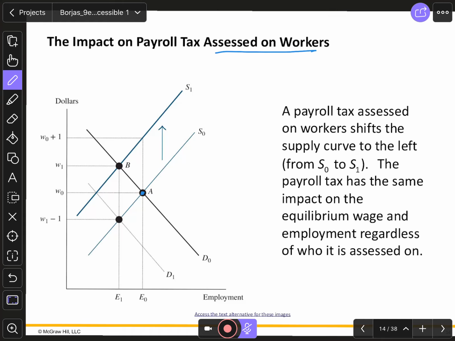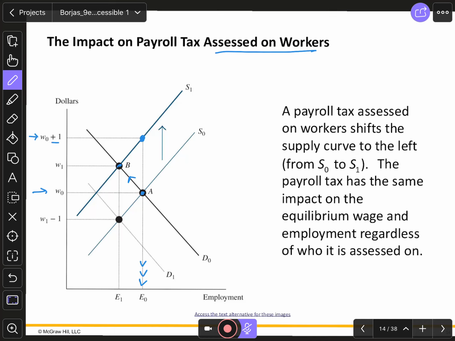So if this is the initial equilibrium point, imposing a tax on workers means that the supply curve is going to shift towards the left. It's going to shift by the full amount, right? This is an imaginary point, W0 plus 1. If you want workers to keep working at E0, then they should be able to get W0 plus an additional $1 so that they can make up for the tax they have to pay to the government.